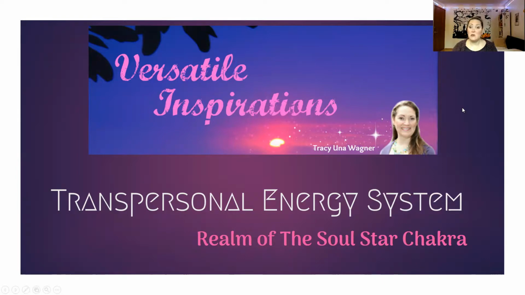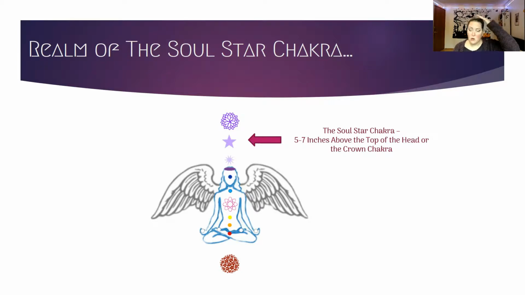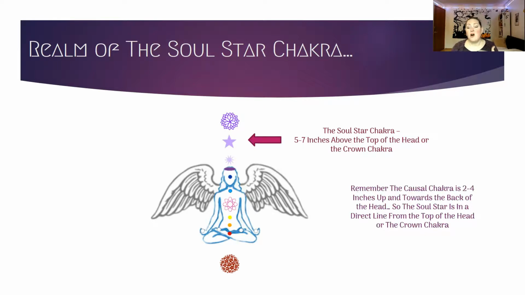All right. So, like I said, we're going to be diving into the realm of the soul star chakra. So, what is the soul star chakra? It is the second in the line of transpersonal chakras going up from the top of your head. So it is 5 to 7 inches above the top of the head, or above your crown chakra. Now remember that the causal chakra is 2 to 4 inches up, but it's towards the back of the head. So what does that mean?